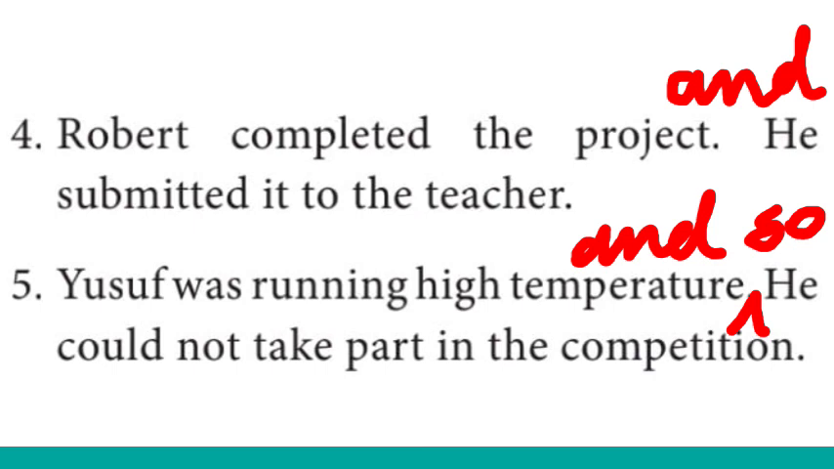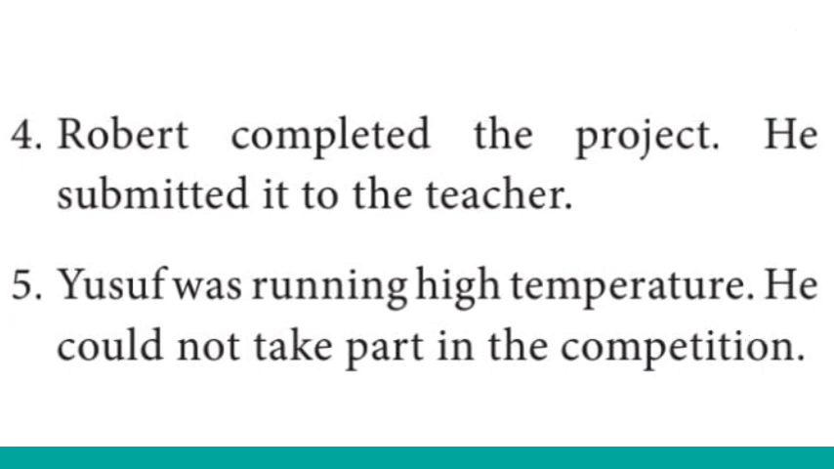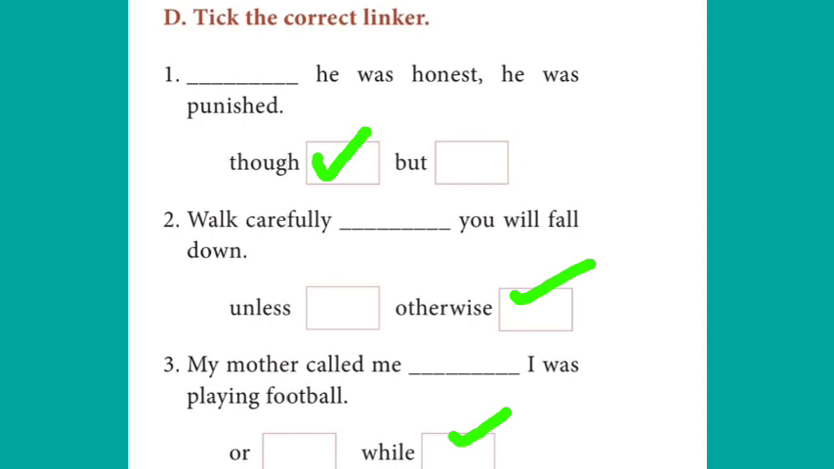And is the conjunction word. Next one. See fifth sentence. Yusuf was running high temperature. He could not take part in the competition. Here the relationship is reason. So we have to write the conjunction word and so. Yusuf was running high temperature and so he could not take part in the competition. Do you understand?